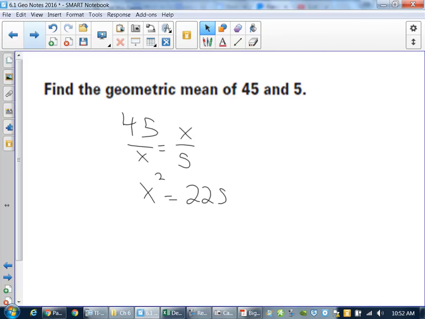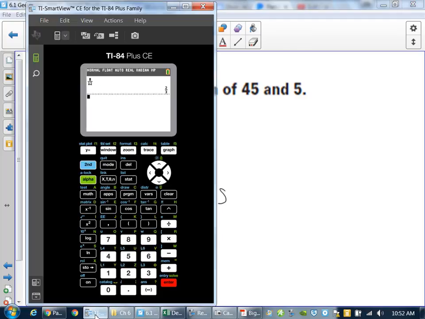Let me show you a trick. Obviously, you agree that you have to take 45 times 5 and take the square root of that, right? Here's what I would do. I would type in 45 times 5, hit enter, and then just do the second square root of your answer, so you don't have to retype it. There's your answer. That's all. It works. So 15.